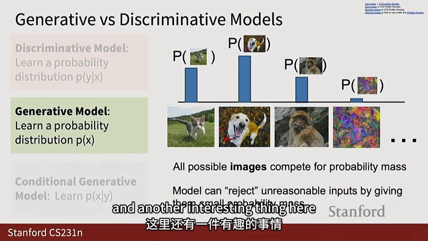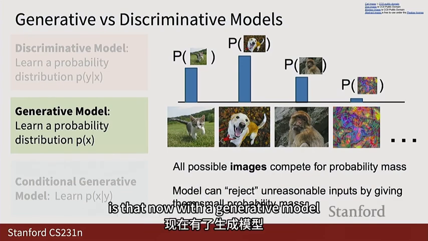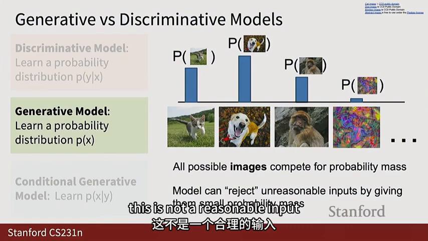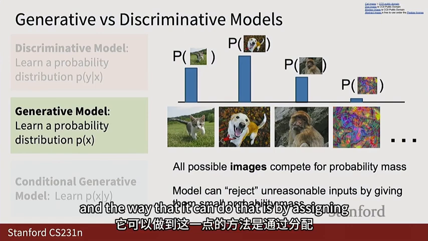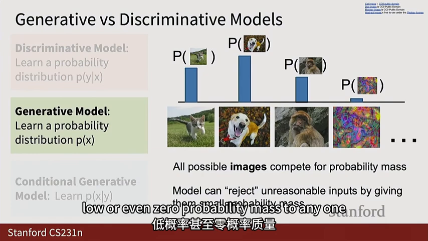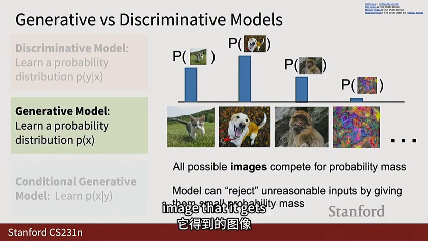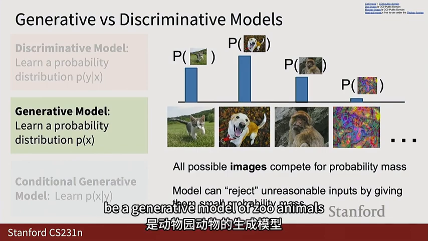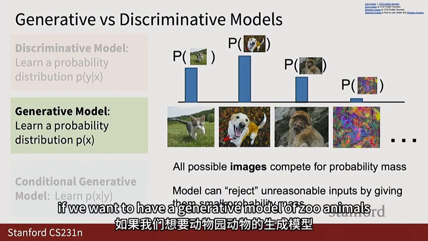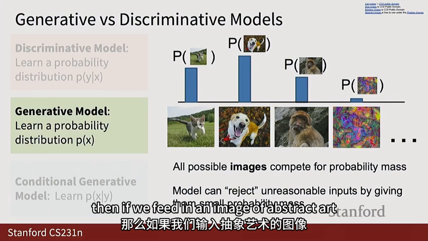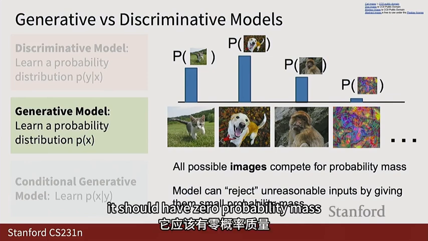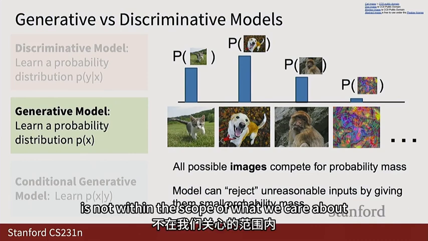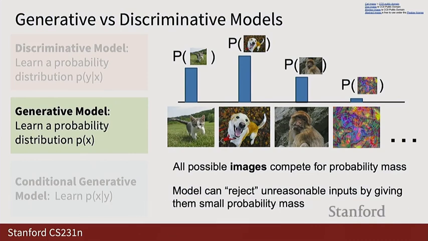Another interesting thing here is that with a generative model, the model now does have the capacity to basically say, no, this is not a reasonable image. This is not a reasonable input. The way that it can do that is by assigning low or even zero probability mass to any one image that it gets. So maybe we only want a generative model of zoo animals. Then, if we feed in an image of abstract art, it should have zero probability mass. So now we have a mechanism for rejecting or saying that this type of image is not within the scope of what we care about.